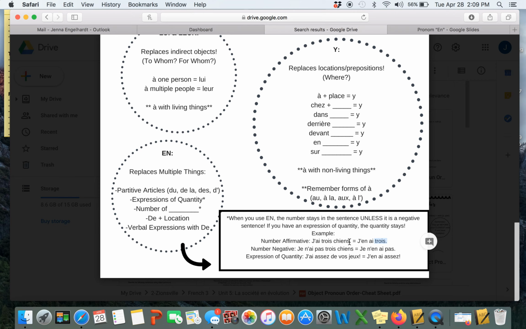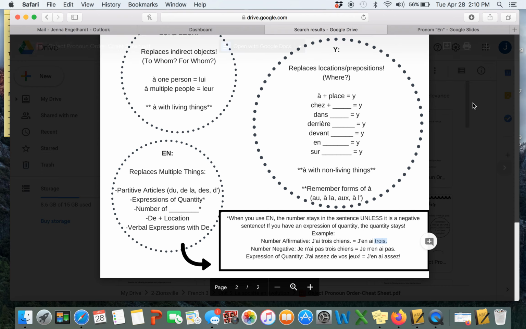The reason is, if you just said j'en ai, it would be "I have them." They'd be like, what? So you want to say I have 3 of them. So j'en ai 3. That's how you say I have 3 of them. Also with an expression of quantity, it's also going to stay out. So j'ai assez de vos jeux becomes j'en ai assez. So I know this is probably a little bit confusing, clear as mud.